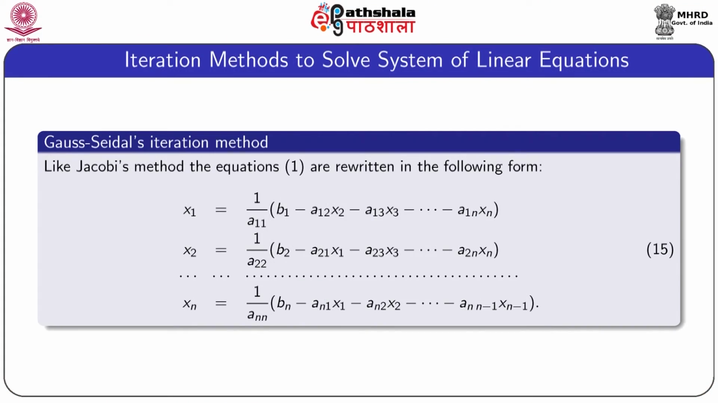Like Jacobi's method, the equations are written in the following form: x1 equals 1 by a11 into b1 minus a12 x2 minus a13 x3 minus dot dot dot minus a1n xn, and finally xn equals 1 by ann into bn minus an1 x1 minus an2 x2 minus dot dot dot minus an,n-1 x(n-1).